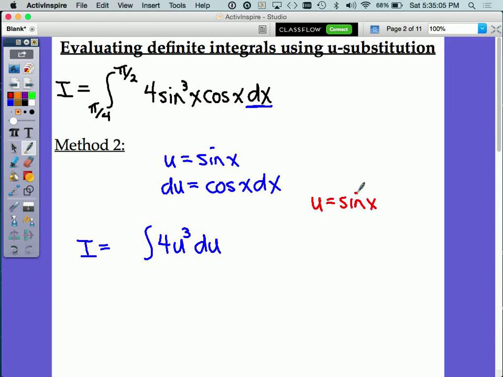So that means that if x equals pi over 4 from up here, then u at pi over 4 would just be the sine of pi over 4, which is 1 over root 2. And if x equals pi over 2 up here, then I can say that the u of pi over 2 is just the sine of pi over 2, which is 1. And so those values come into here. So x being pi over 4 means u equals 1 over radical 2, and x being pi over 2 means that here u is going to equal 1.